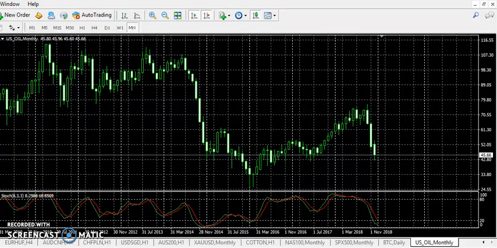So this will be a quick update analysis on US oil. So we have the monthly time frame here, and let me just run over this quickly to see what we have here. Okay. Nice. So we had a downtrend here. Okay, wonderful. So let's see, we had a downtrend here.